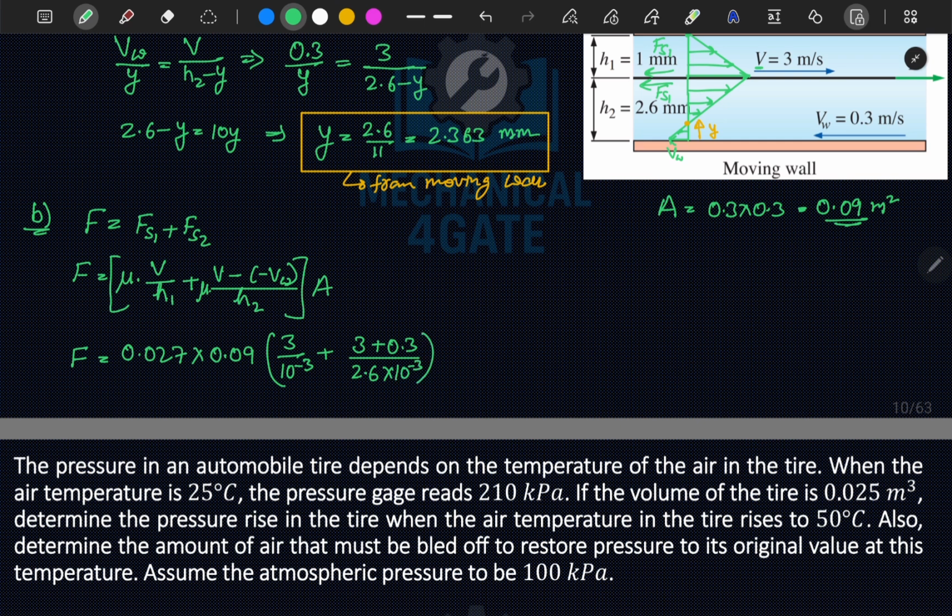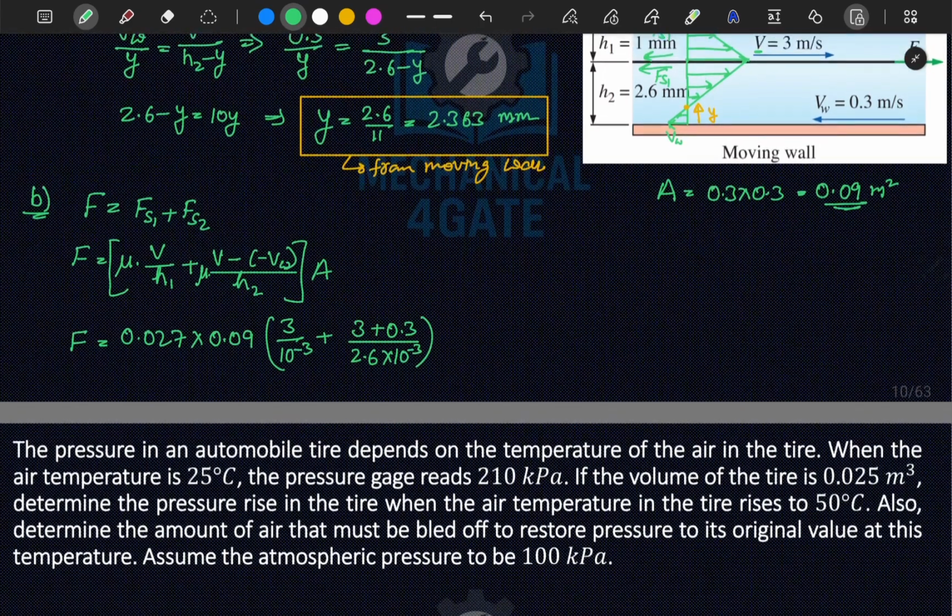So if we solve this, we will obtain F equal to 10.37 Newton. So we have obtained the force required to pull in the second part, which is equal to 10.37 Newton.